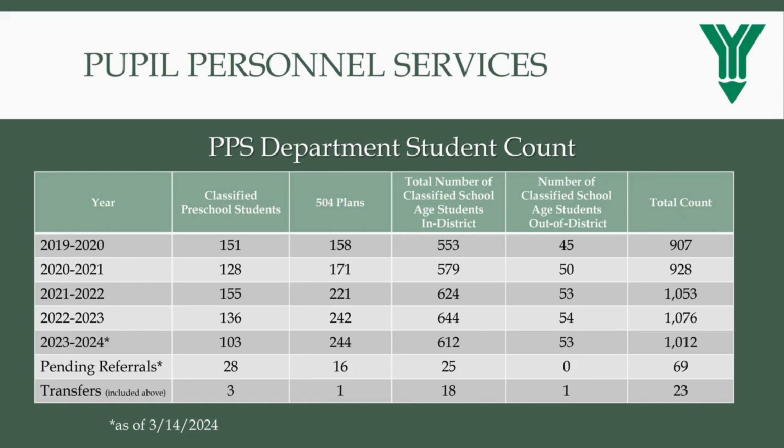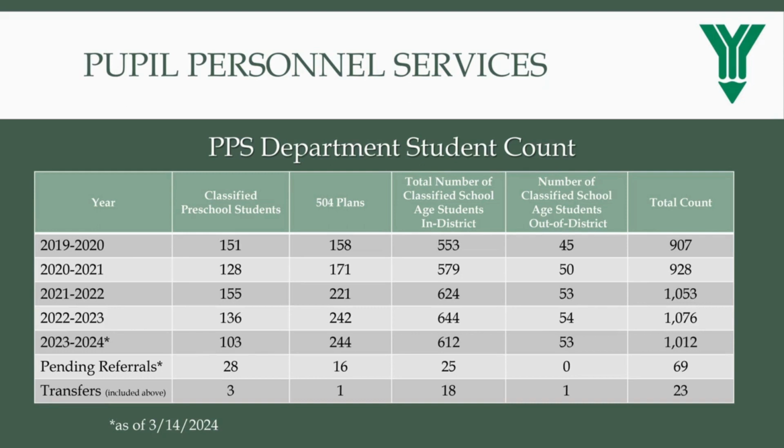And a lot of people have asked if since COVID the numbers have been increasing, and they certainly have been, although not strictly due to that, I don't believe. We also have a number of students who move into the Yorktown School District from other school districts already with a 504 plan or an IEP in place. And so the bottom row on this chart shows the numbers of students who have transferred in. We have had 23 students transfer in this year.